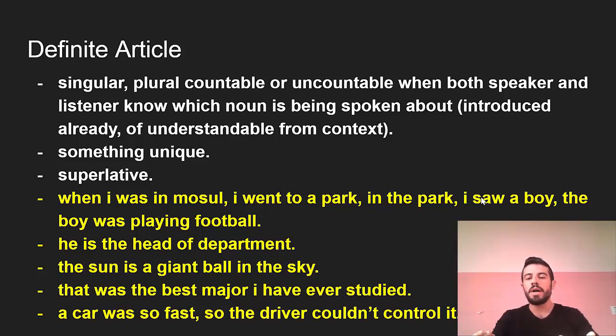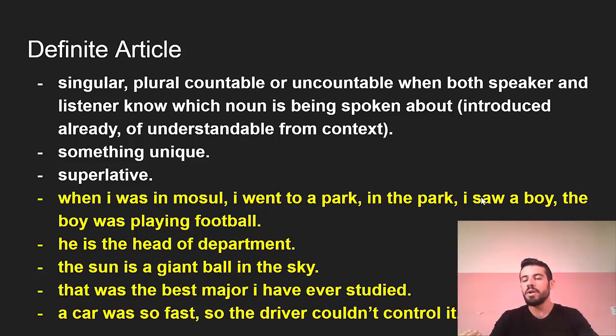I went to a park. Here you can see a park. I went to a park, because I just introduced that. And then, in the park, when I talk about details, I have already introduced the park. So now in the second sentence, I say in the park, because I already introduced that. And then when I was in Mosul, I went to a park. In the park, I saw a boy.